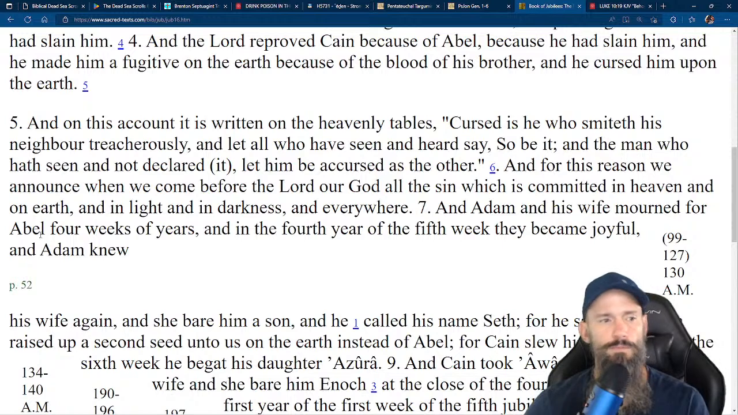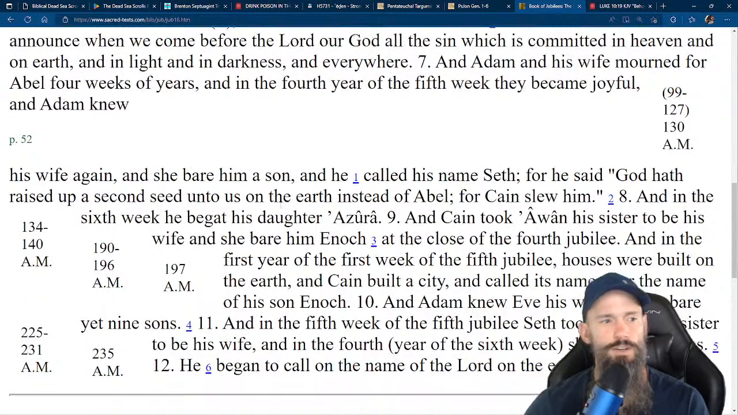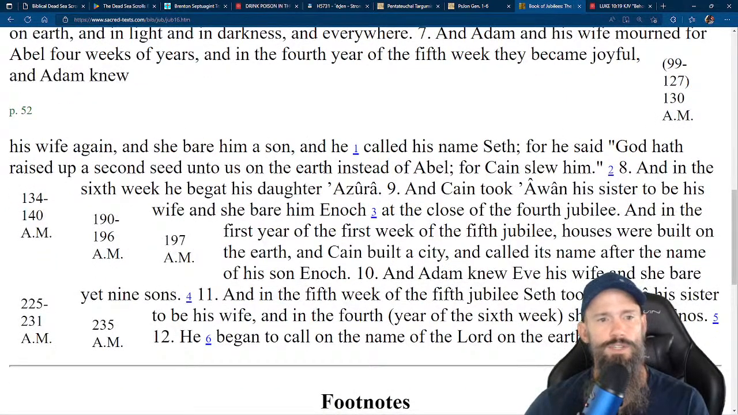And Adam and his wife mourned for Abel 4 weeks of years, and the 4th year of the 5th week they became joyful. And Adam knew his wife again, and she bare him a son, and called his name Seth. For he said, Yahuwah raised up a second seed unto us on the earth instead of Abel, for Cain slew him.